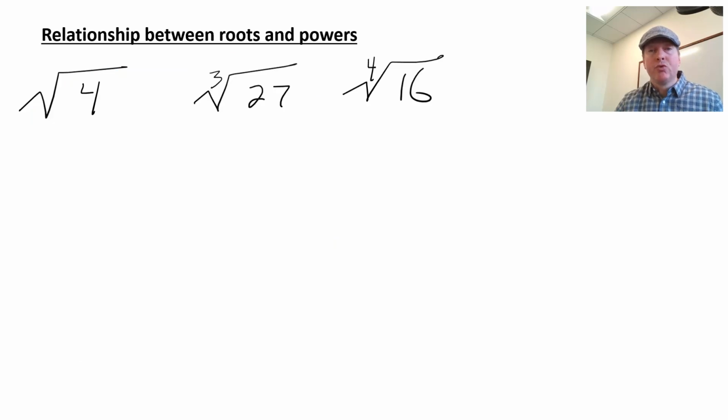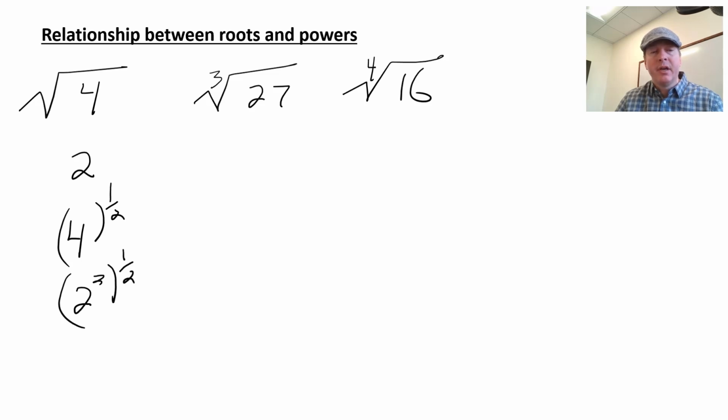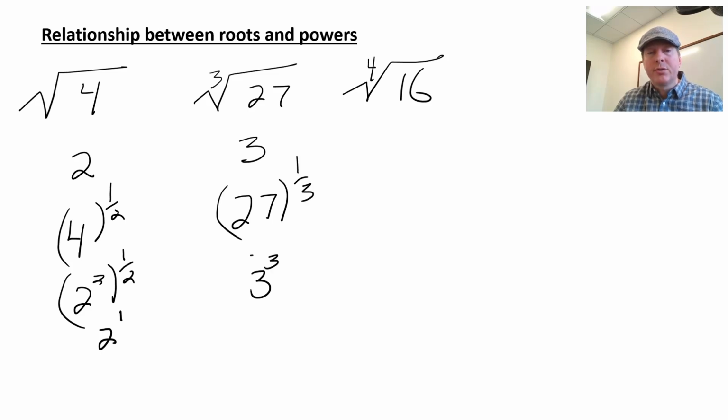So the relationship between roots and powers, between roots and exponents, I've written some out here. The square root of 4 is, of course, 2. It is 4 to the 1/2. It is 2 squared to the 1/2. It is 2 to the 1. It is 2. 2 raised to the power of 1 is 2. How about the cubed root of 27? That we said is 3. Cubed root of 27 is 27 raised to the power of 1/3. It is 3 cubed, 3 times 3 times 3. It is 3 cubed raised to the power of 1/3. It is simply 3.